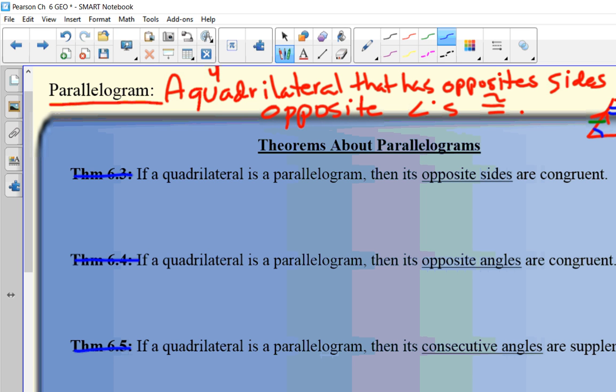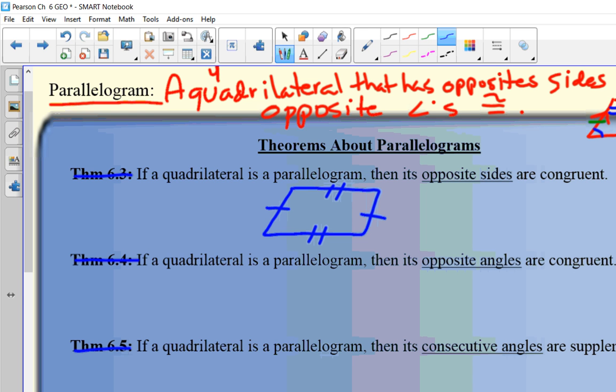So number one, if a quadrilateral is a parallelogram, then its opposite sides are congruent. So I kind of did that one for you a second ago. Opposite sides are going to be congruent. Not all four sides are equal in this particular case, but opposite sides are congruent. And let's just bring up something. A square is a parallelogram. You'll find this as we go along. A square is a parallelogram.